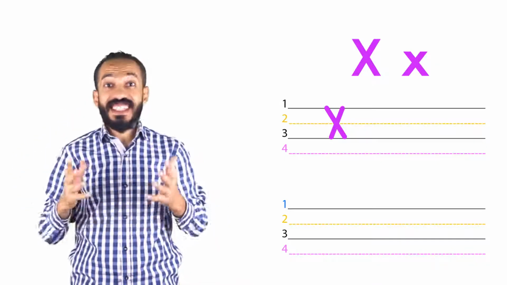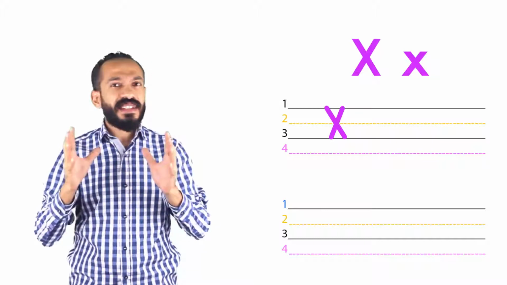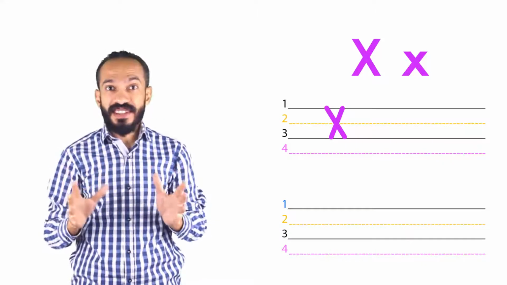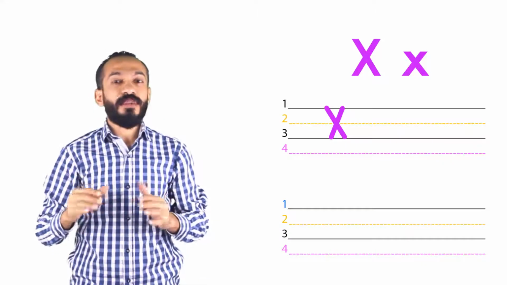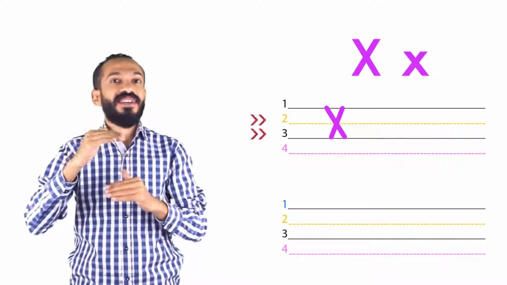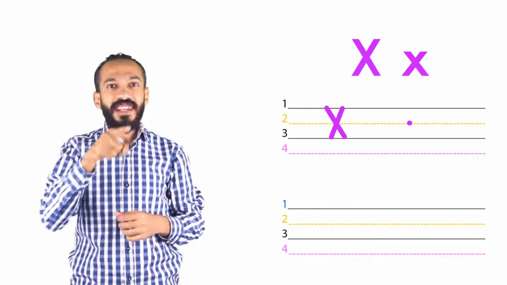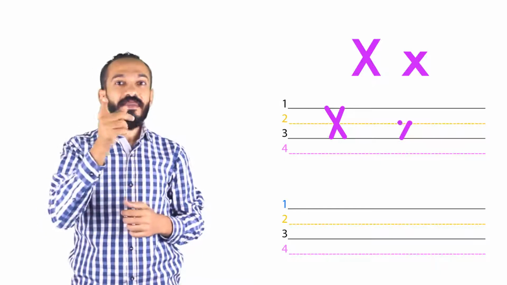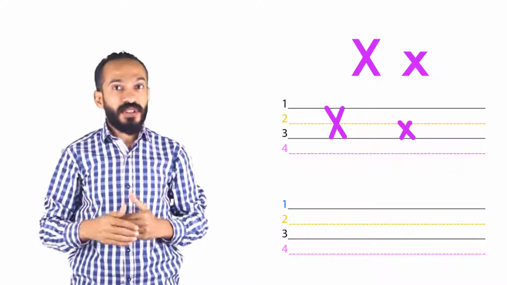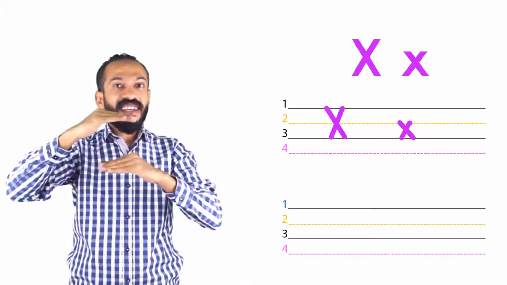The lowercase x, it is the same exact shape, but different sizes. This one is a little bit smaller and we draw it between the second and the third line. The same way exactly. One leaning line from the right to the left, another leaning line from the left to the right. Just make sure it's exactly between the second and the third lines.